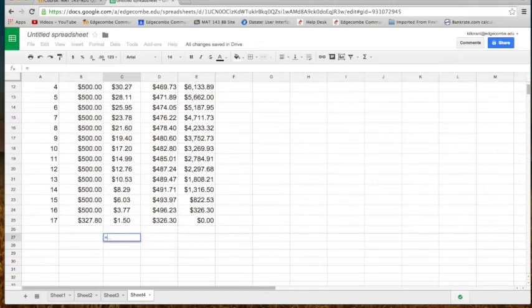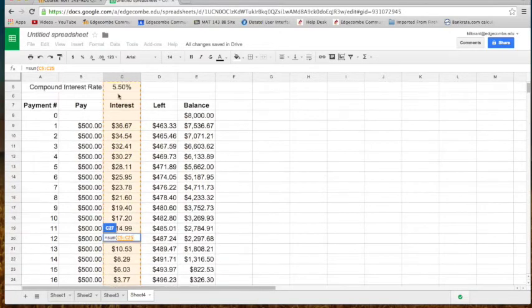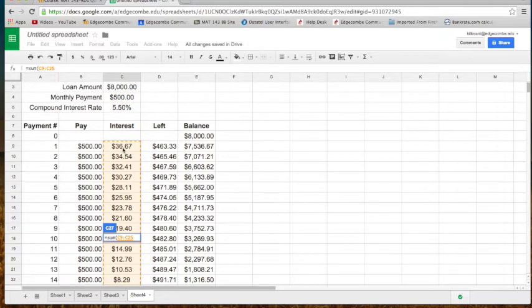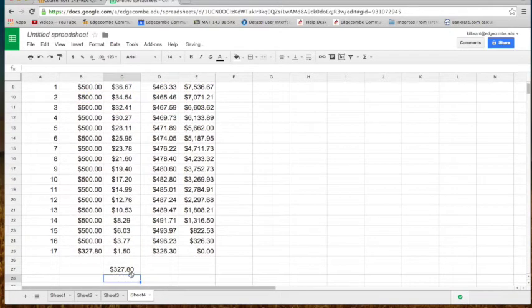So this would be equal to the sum of all the interest payments here, starting from the bottom all the way to the top. So this loan's total interest was $327.80 to pay off this loan. So another way of coming up with that number, of course, is to take all your payments.